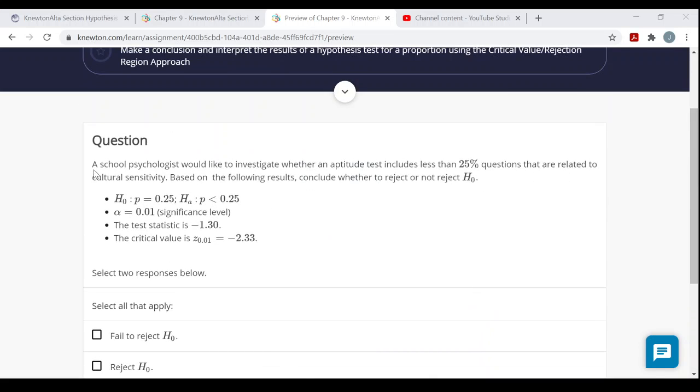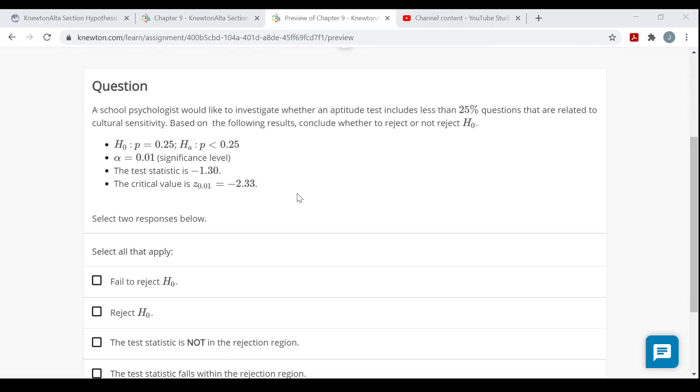Alright, so here, a school psychologist would like to investigate whether an aptitude test includes less than 25% questions that are related to cultural sensitivity. So based on the following results, conclude whether to reject or not reject the null hypothesis. What they're testing here is whether or not the percentage of questions on this test that include cultural sensitivity is less than 25%. So p < 0.25 is the claim they're testing, and you see that that's the alternative hypothesis here.